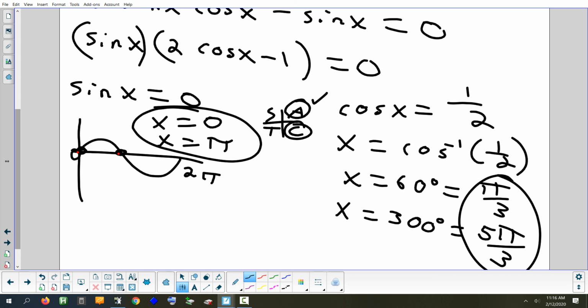And all of those answers are between 0 and 2 pi. It's easy to see that in degrees: 0, 180, 60, 300. Sometimes it's harder to tell when they're fractions with pi, but they are all between 0 and 2 pi. Right. Any questions on this?